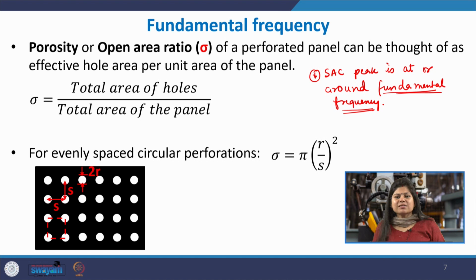So, for all of these resonator absorbers, we are deriving the fundamental frequency. Already we have seen what is the fundamental frequency of a single Helmholtz resonator. Now, here it is like an array of Helmholtz resonators. So, we will use that concept and find out its fundamental frequency.